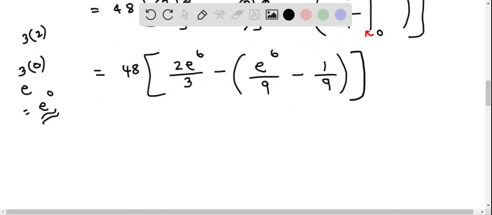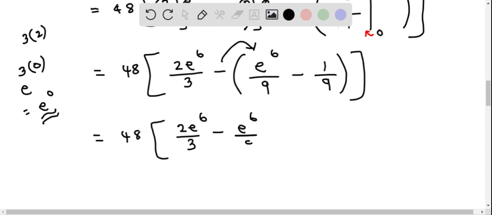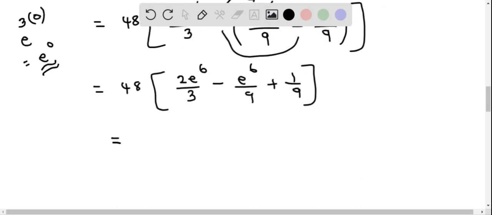Now let's continue. We'll simplify this. So this becomes 48 times 2e power 6 divided by 3. Now we open the bracket, we distribute this negative. So this becomes a negative e raised to the power of 6 divided by 9. And then this negative times negative will become positive. So it becomes 1 by 9. Now we can simplify this further. So I put this 48, and then the common denominator is 9. And so I have to multiply and divide this first term by 3. That is, I do like this.